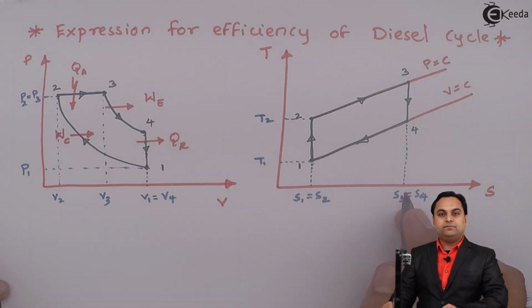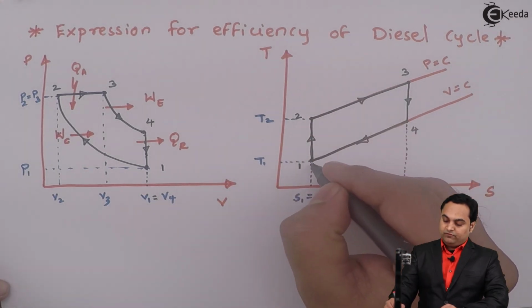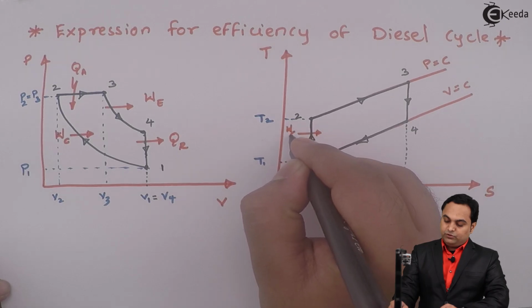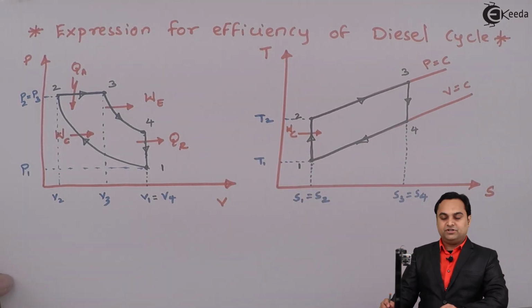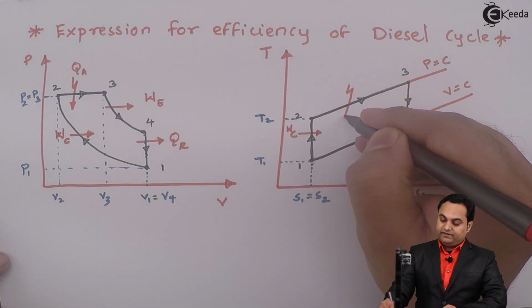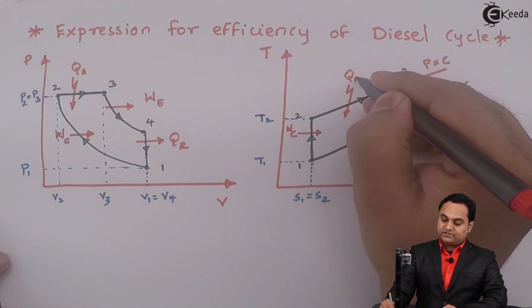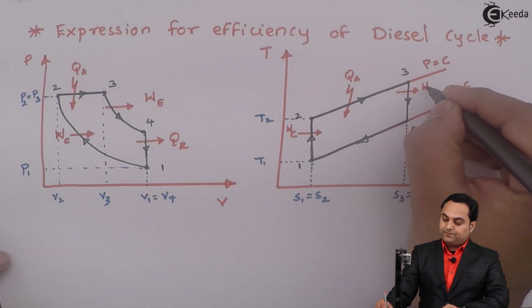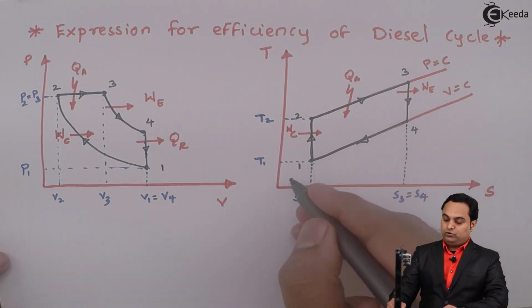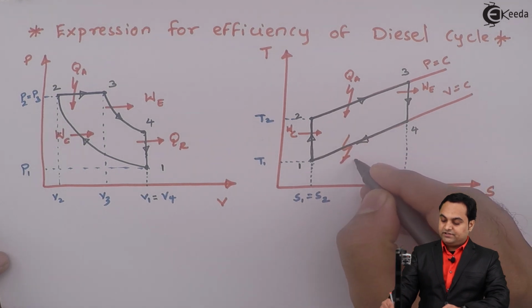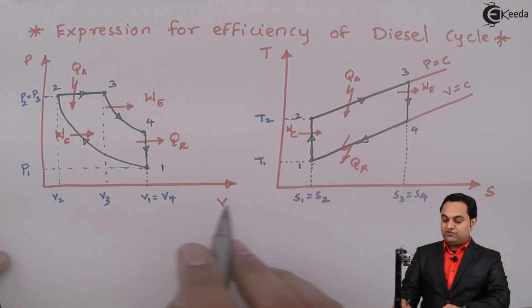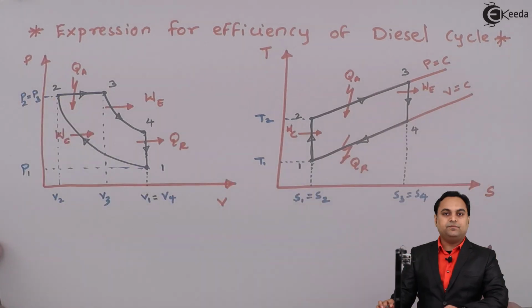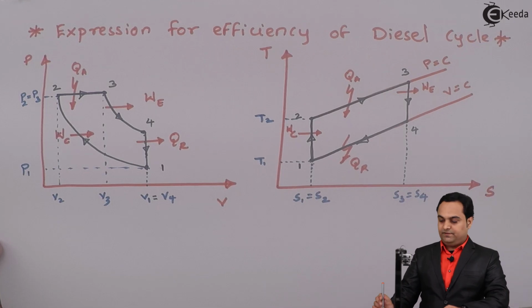Similarly, these processes can be shown on the TS diagram. From 1 to 2 we can say that work is input, that is work done in compression. From 2 to 3 heat is added into the system, so it is Q suffix A, heat added. 3 to 4 it is expansion, and 4 to 1 it is heat rejection, that is at constant volume. So I have shown all the processes on the PV and TS diagram. This was the starting step for the efficiency of the diesel cycle.